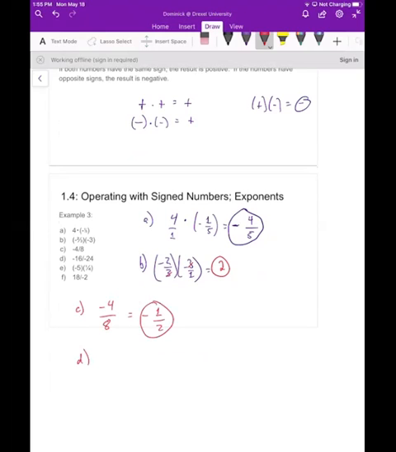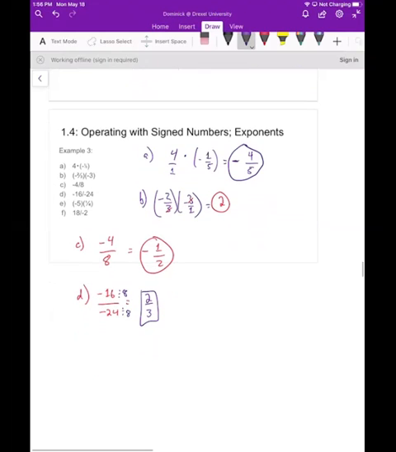Part D, we have negative 16 over negative 24, but I have negative divided by negative, so this is going to be a positive. And then if we divide the top and bottom by 8, we're going to get a 2 over 3.